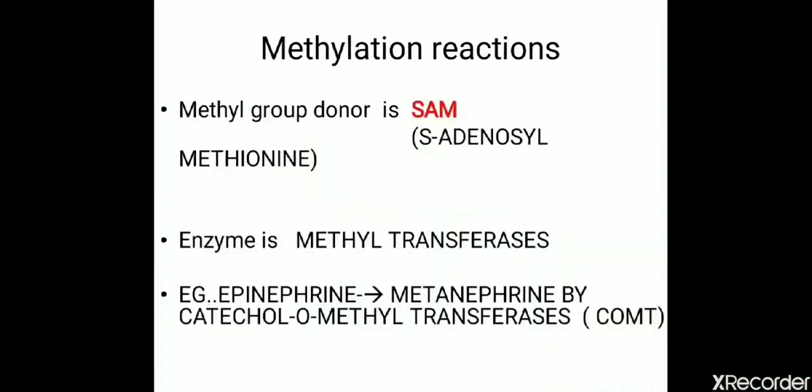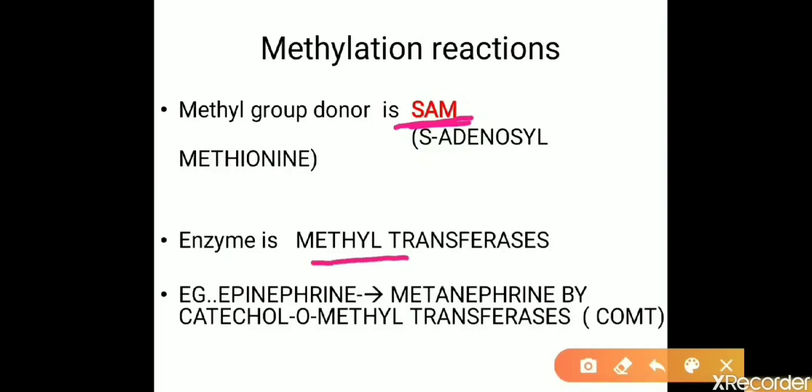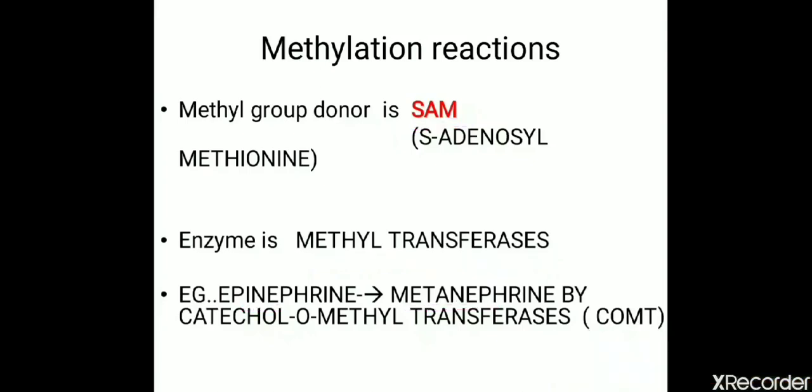So drugs like sulfanilamide and isoniazid require acetylation reaction. Coming to the methylation reaction. In methylation reaction, the methyl group donor is S-adenosyl methionine, and the enzyme which mediates this reaction is known as methyl transferase. The best example is the metabolism of epinephrine. Epinephrine undergoes further catabolism and it is converted into metanephrine, and it is mediated by catechol O methyl transferase. So epinephrine to metanephrine is a reaction mediated by methylation.